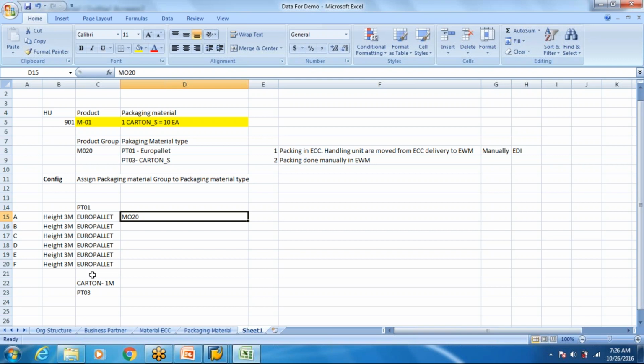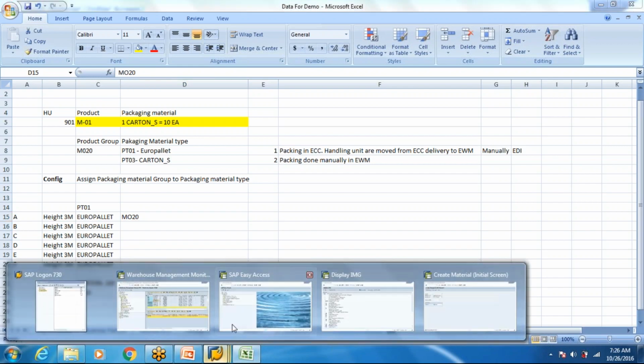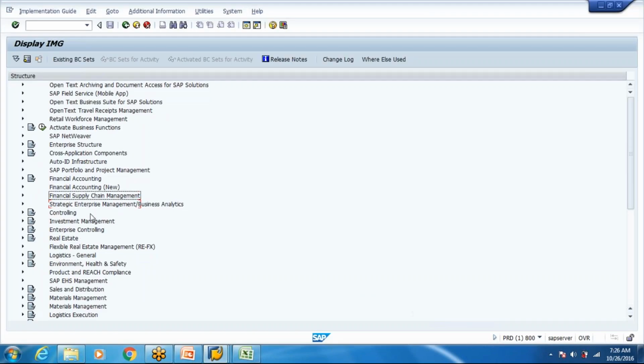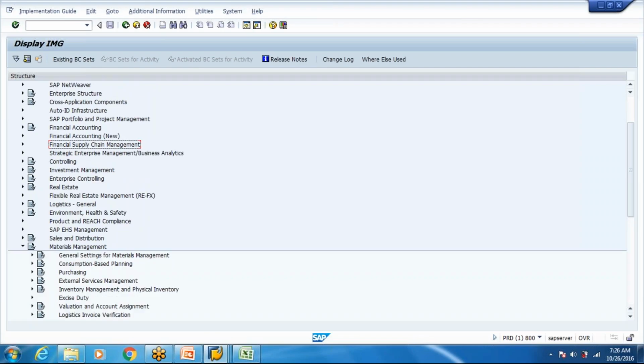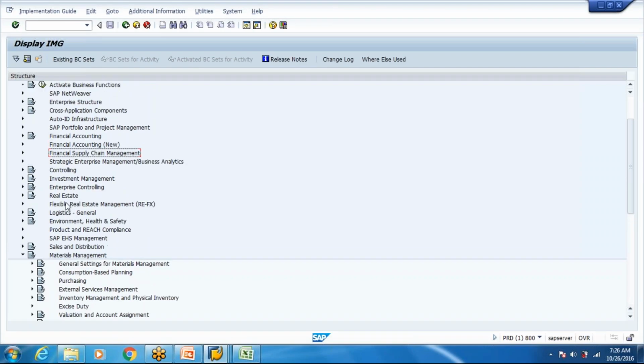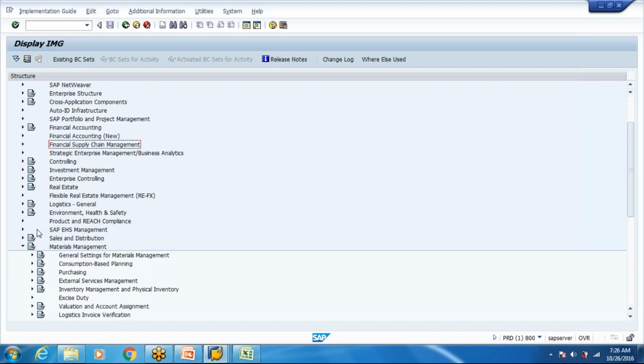Yeah, Rohan. This assignment will be done in ECC, right? Yeah, Ram, in both EWM and ECC. Same config, you will have it in both the systems. Okay, so if I want to show you in ECC, it's in general.